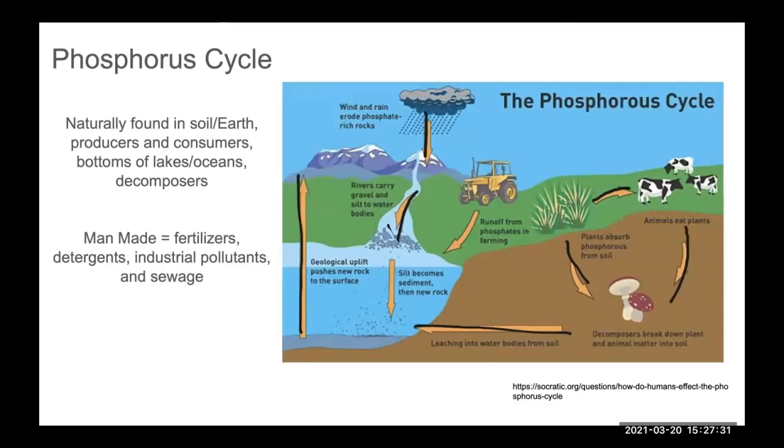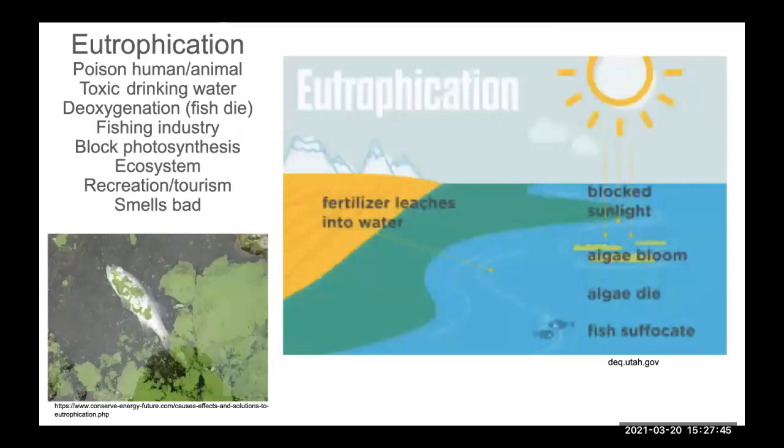Well, all of a sudden, man makes fertilizers and detergents and industrial pollutants and sewage, and we have runoff from farming and ranching. And all of this is increasing the amount of phosphorus that we see in the world. So what is eutrophication? Eutrophication is definitely a toxic and poisonous aspect of our oceans.